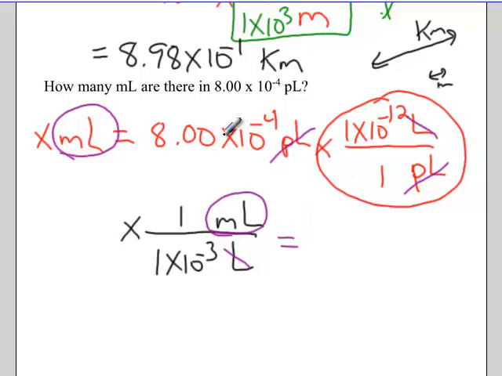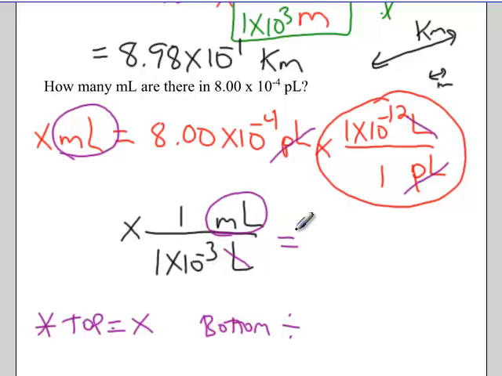Now we have to multiply through, and notice anything that's in the top of the fraction, the numerator, gets multiplied. Anything that's in the bottom of the fraction gets divided. So when you plug this in your calculator, 8 times 10 to the negative fourth times 1 times 10 to the negative 12th. We could divide by 1, but there's really no point because dividing by 1 doesn't change the value. So I recommend not dividing by 1, and in the next conversion you have a multiply by 1. So we're just going to multiply whatever's in the top, divide whatever's in the bottom.